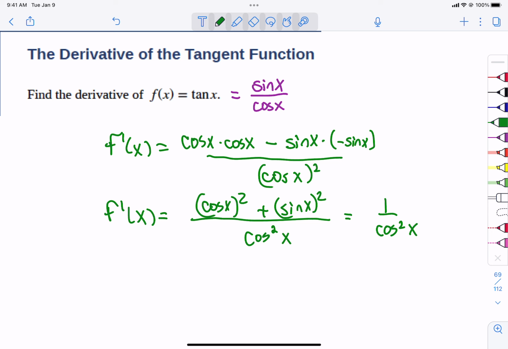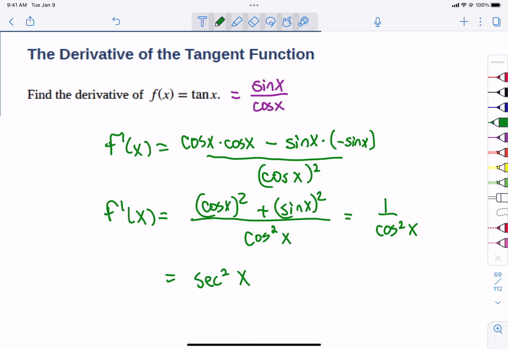Okay. Now, the derivative of a tangent is 1 over the cosine squared. And that's an okay fact to know. But the reciprocal of the cosine, if we don't want fractions appearing there, what is the flip or the reciprocal of our cosine? Secant. So 1 over cosine is the secant, so 1 over cosine squared is the secant squared.